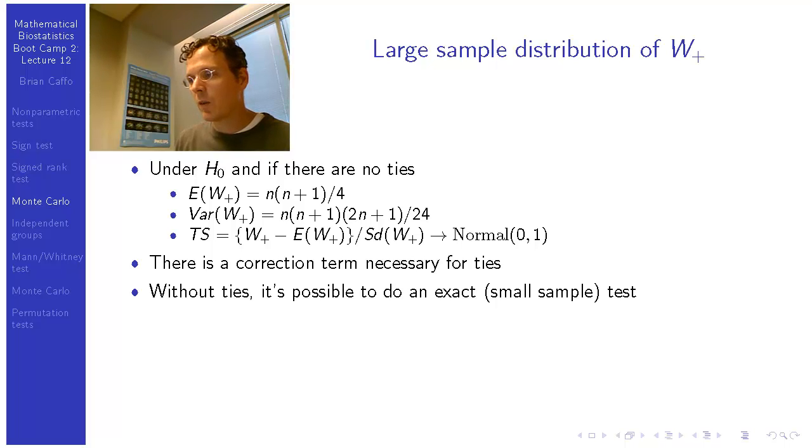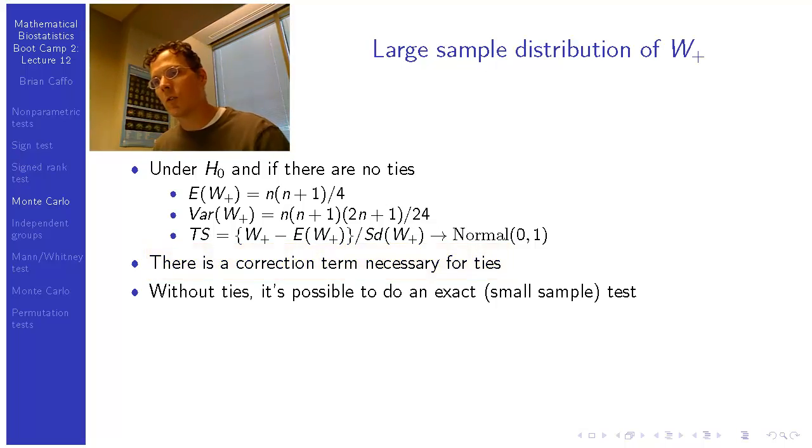At any rate, the expected value of our statistic is n times (n plus 1) over 4. Under the null hypothesis, the variance is this guy right here. And so our test statistic is just W plus minus its expected value divided by its standard error. That limits to a normal 0, 1. You can do the correction for ties if you want, but under the null hypothesis we can still do an exact small sample test, so why not just do that?